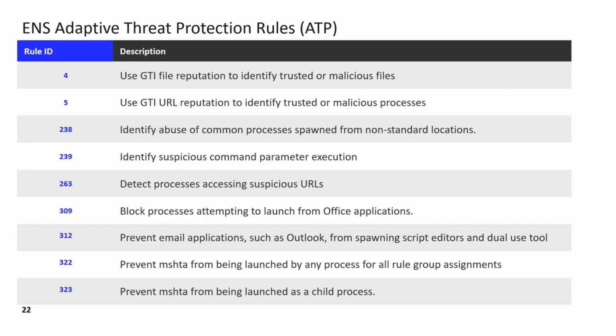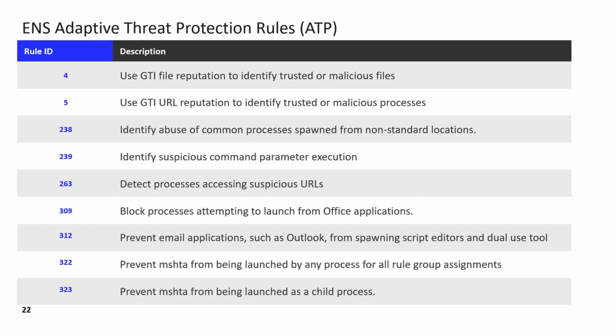The next two kind of go hand in hand. We have Rule 322, which is prevent MSHTA from being launched by any process for all group assignments, and Rule 323, which is prevent MSHTA from being launched as a child process. Both rules are related to MITRE technique 1218, which is signed binary proxy execution. Here, MSHTA.exe is a utility that executes Microsoft HTML applications. Attackers can use MSHTA to execute malicious HTA files, JavaScript, or VBScript. This rule will help detect the malicious use case.